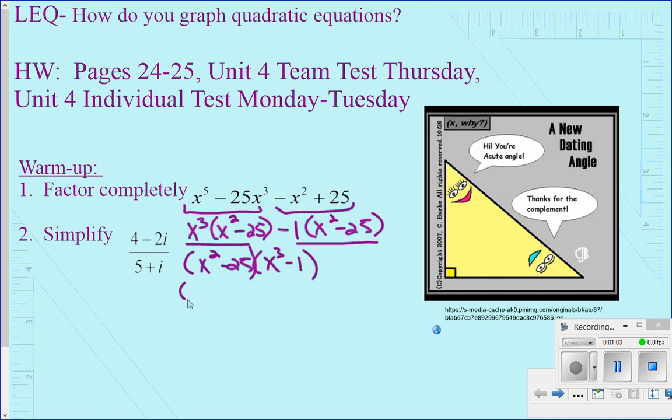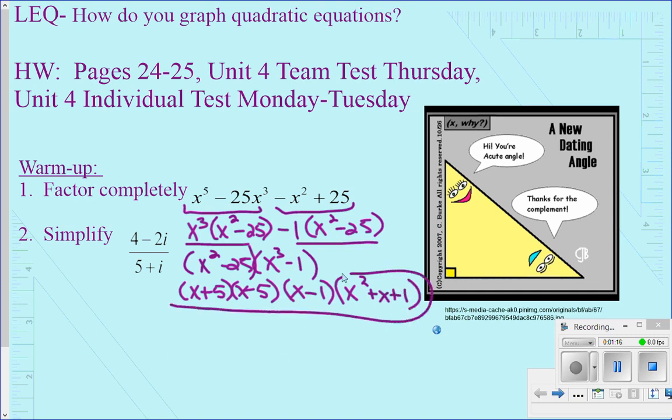So both of those factor further. We have difference of squares and difference of cubes, and that is my final answer.